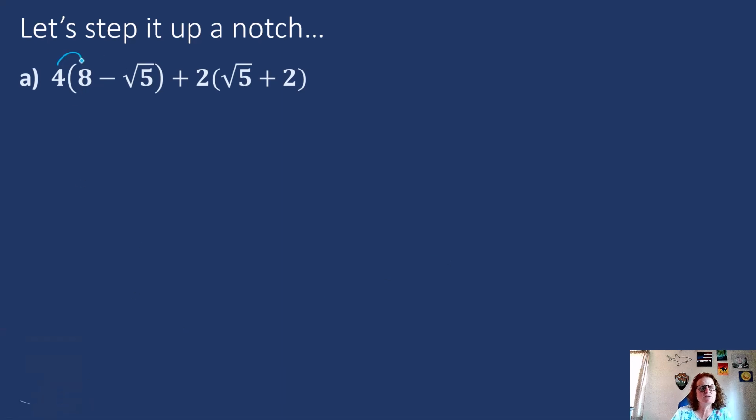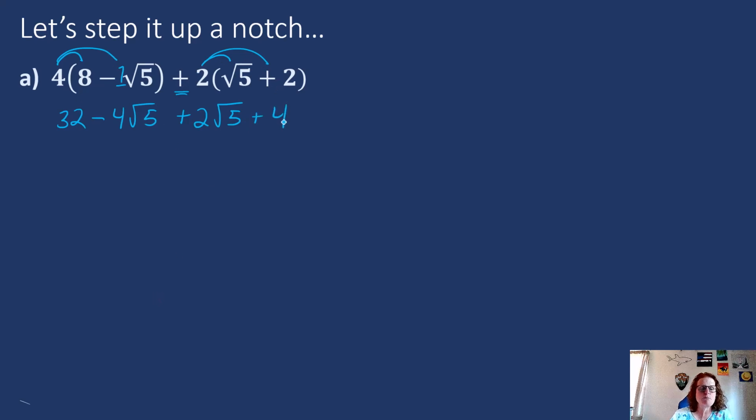My first step is I'm going to distribute the 4. 4 times 8 is 32. 4 times a negative square root of 5. Well, the 4 is on the outside, so it has to stay on the outside. So I end up with this. Okay, so basically I did 4 times the 1 that's right there. Now I'm also going to distribute the 2, and it's a positive 2. So it's 2 times the square root of 5. So that's plus 2 square root of 5. Positive 2 times positive 2 is positive 4.